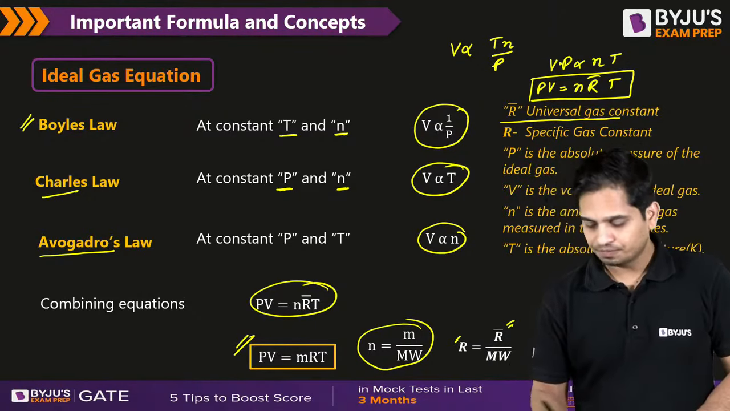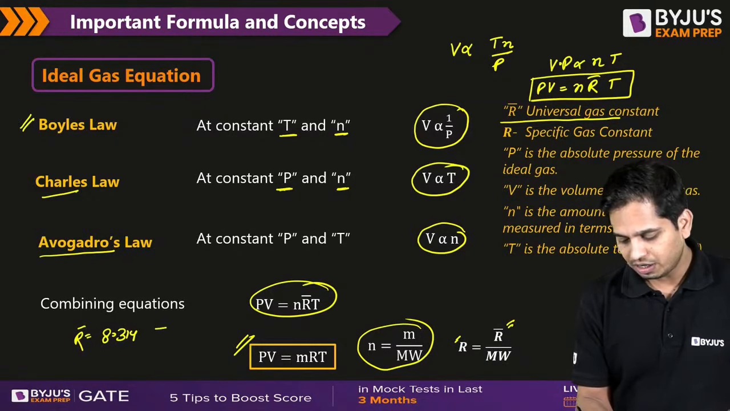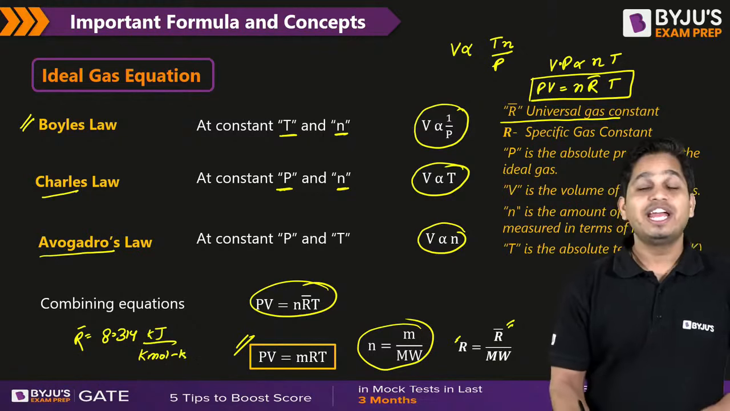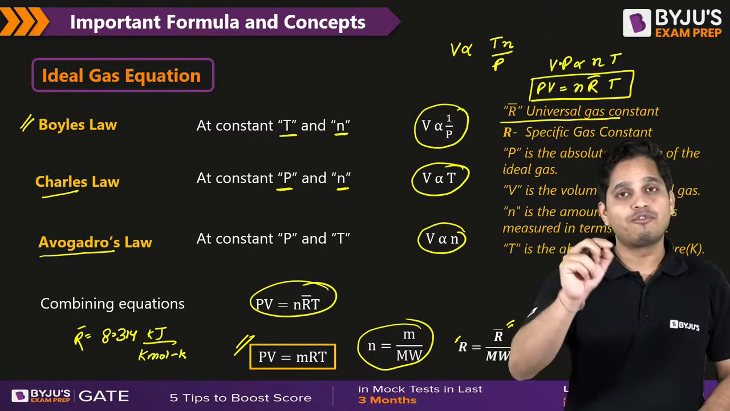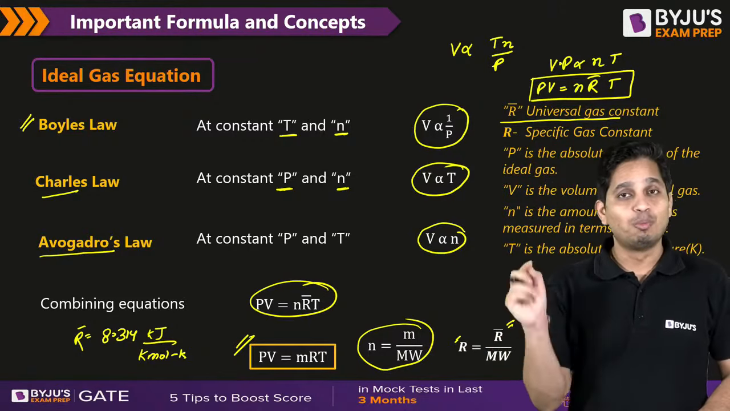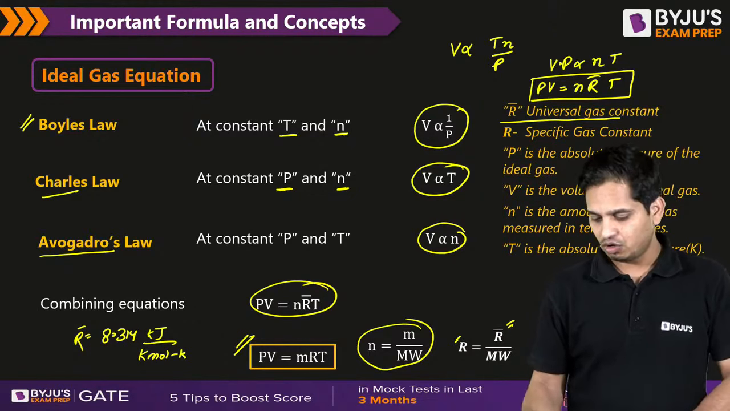You have to remember the value of R. R bar is equal to 8.314 kilojoule per kilomole Kelvin. If they do not give this in the question, it is not the examiner's fault, it is your fault. So you must remember this. They will expect you to remember it. Okay, let's move on.